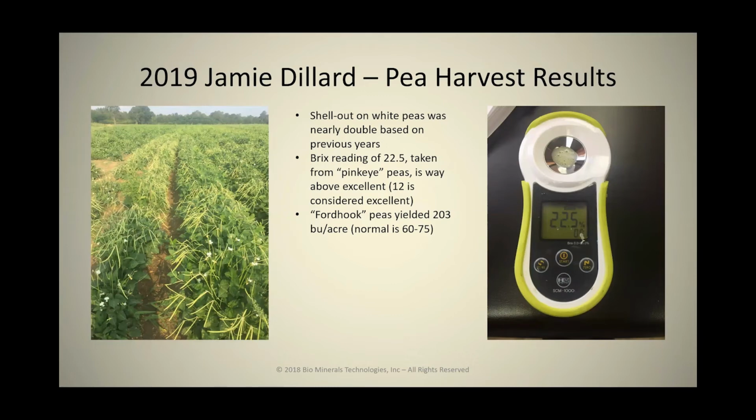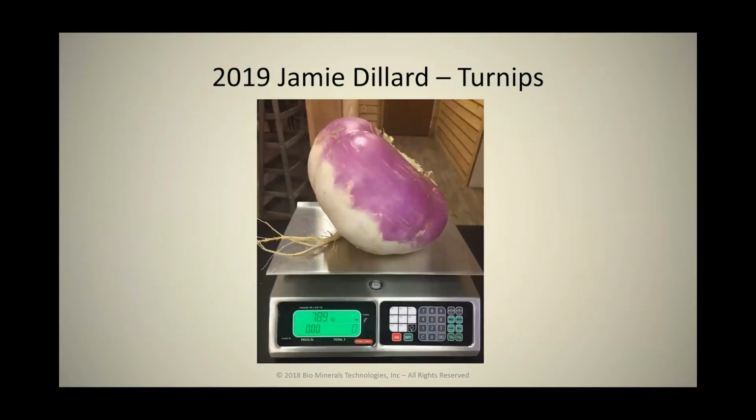So Jamie Dillard sent us this picture. Brix reading of 22.5 from his pink eye peas with an excellent level at 12. His Ford Hook peas in 2019 yielded 203 bushel, where they typically average 60 to 75.